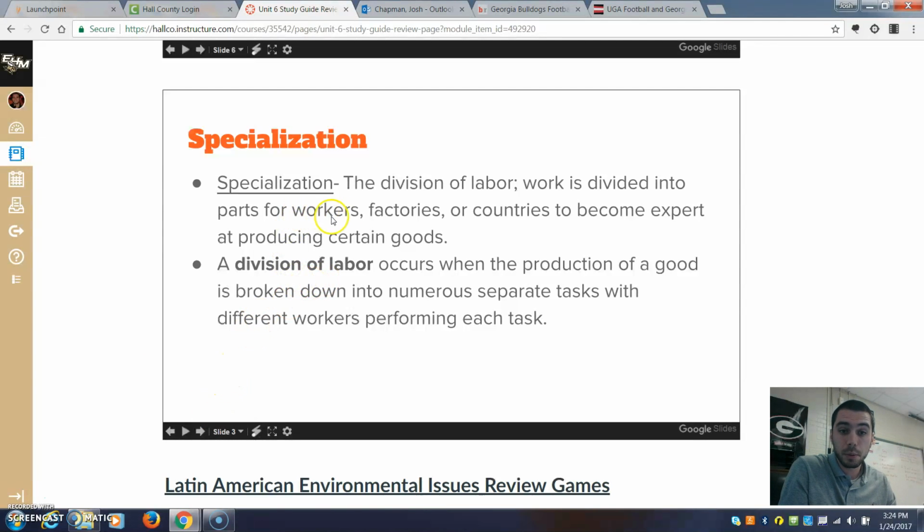Back to specialization. Remember, we did this the other day when we did our paper airplanes, and you all had your own job. So it's a division of labor. Each person does what they do well, and together, like in a factory, they build stuff.